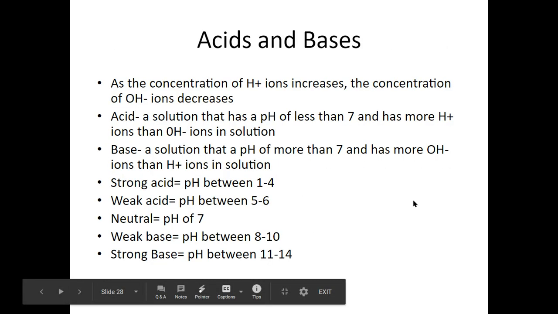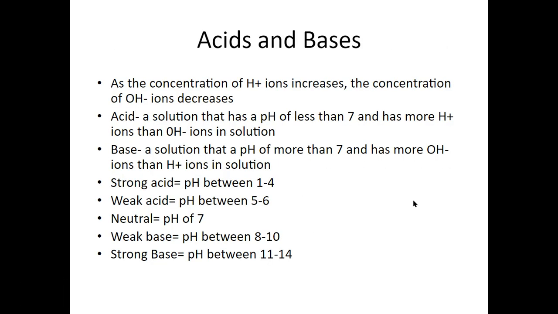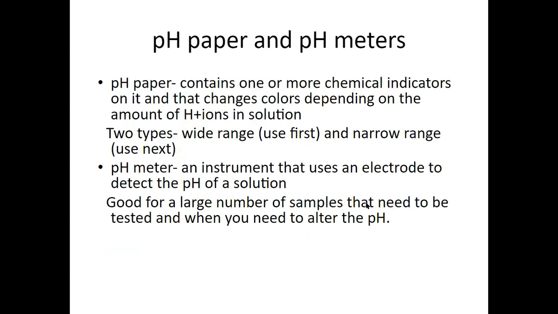Acids and bases. As the concentration of hydrogen ions increases, the concentration of hydroxide ions decreases. An acid is a solution that has a pH of less than 7 and has more hydrogen ions than hydroxide ions in solution. A base is a solution that has a pH of more than 7 and has more hydroxide ions than hydrogen ions in solution. A strong acid has a pH between 1 and 4. A weak acid is a pH between 5 and 6. Neutral is a pH of 7. A weak base is a pH between 8 and 10, and a strong base is a pH between 11 and 14.